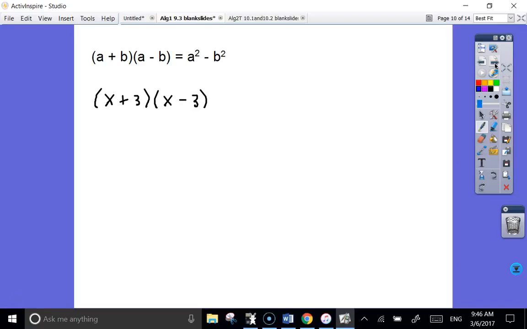Okay, well, let's see. In our problem here, what is it that represents A and what is it that represents B? Which is the A? Yeah, so A equals X and B equals 3, right? And so by that formula, what should this product be? X squared minus 3 squared, which is X squared minus 9. Right? Just following the formula there. It should be whatever the first thing is squared minus whatever the second thing is squared. Done.